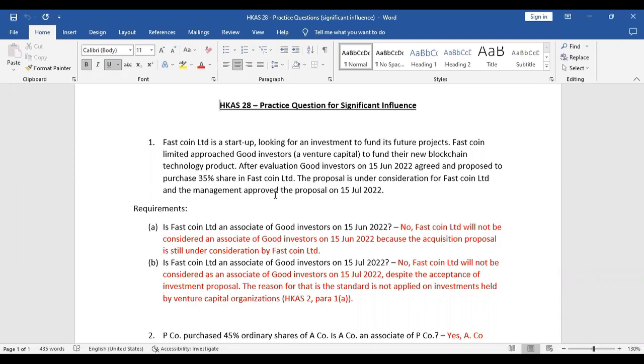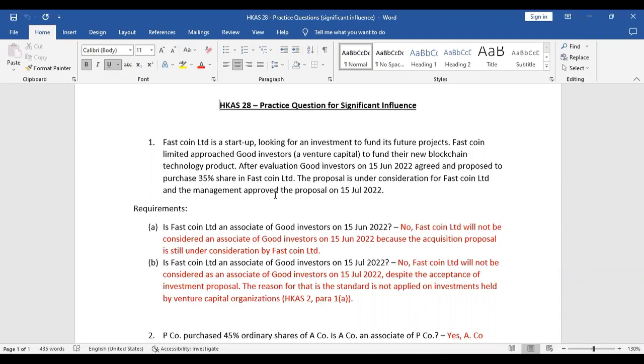So will Fastcoin be an associate of Good Investors on 15th June 2022? It's very apparent that the answer in this case is no, because the acquisition is not approved yet. It's not complete. So Fastcoin Limited is not going to be an associate of Good Investors on 15th June 2022. However, on 15th July 2022, the proposal was approved by both companies. It has a green light, and Good Investors is going to purchase a 35% stake in Fastcoin Limited.